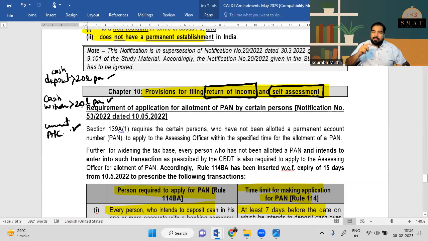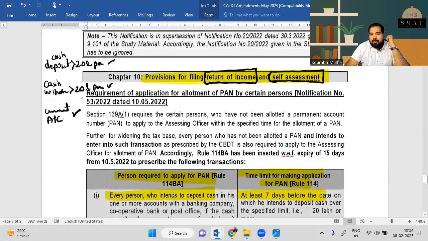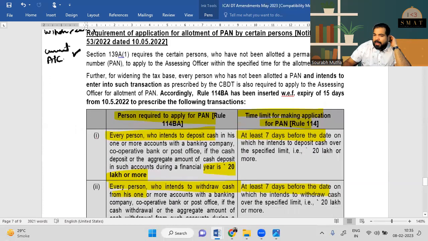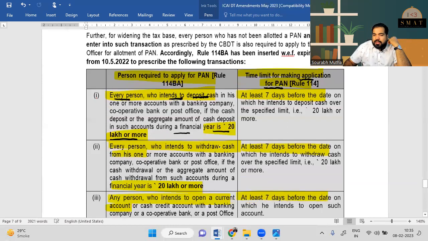And if you don't have your PAN number by when you're doing this, then you have to apply for it within 7 days of doing this. So for example, I'm opening a current account. I don't have a PAN number. Then before opening the current account, within 7 days, you need to apply for the PAN number. So these are basically when a PAN number should be applied for, making an application for a PAN number. Every person who intends to deposit cash in one or more accounts of more than 20 lakhs in a year, or who withdraws cash of more than 20 lakhs in a year, or intends to open a current account, has to apply for a PAN.